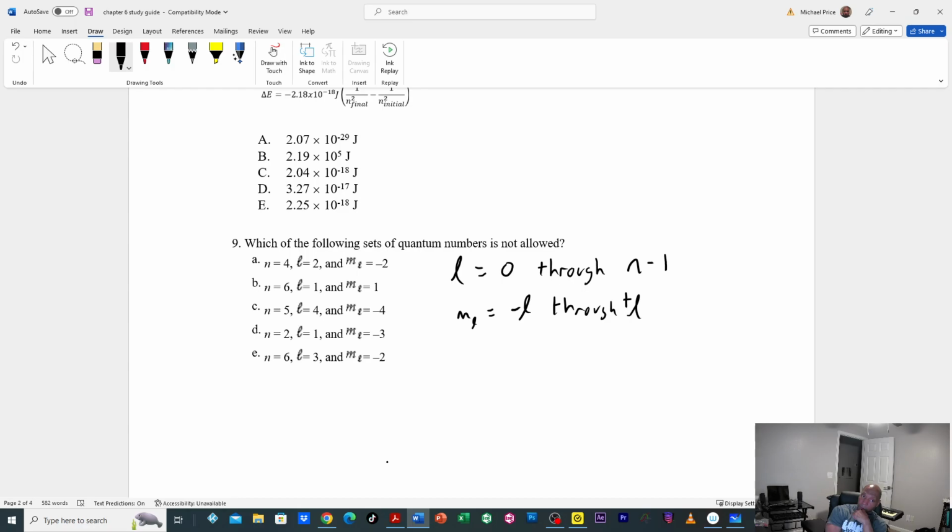Using this Rydberg equation is actually pretty darn simple. All right, so let's go ahead and use that bad boy.